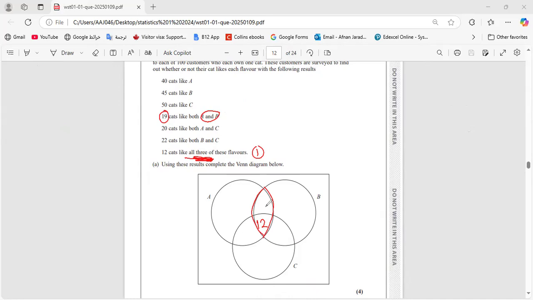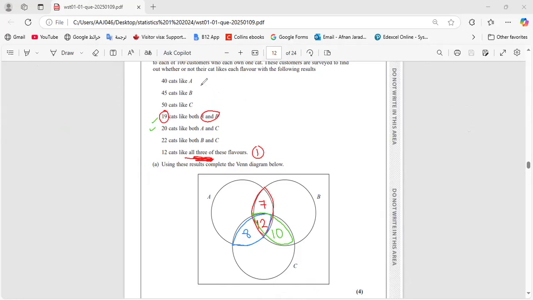So 12 plus what equals 19? It's 12 plus 7. Now A and C, 20 cats like A and C. You need the intersection between A and C to be 20. You have inside it 12, so what's left? 8. And 22 cats like both B and C. So the intersection between B and C, which is this region, you have 12 and you need it to be 22, so you need 10.